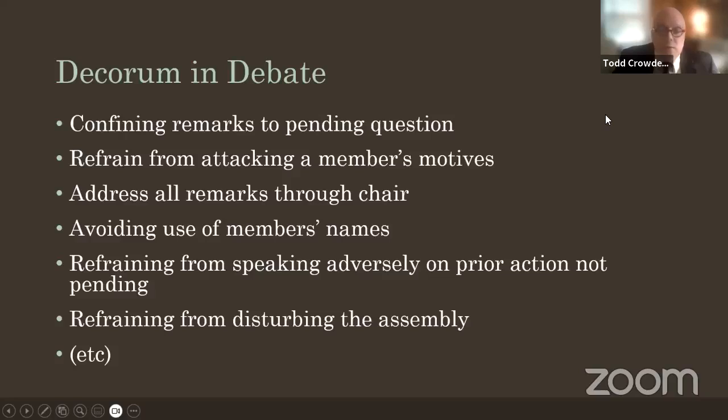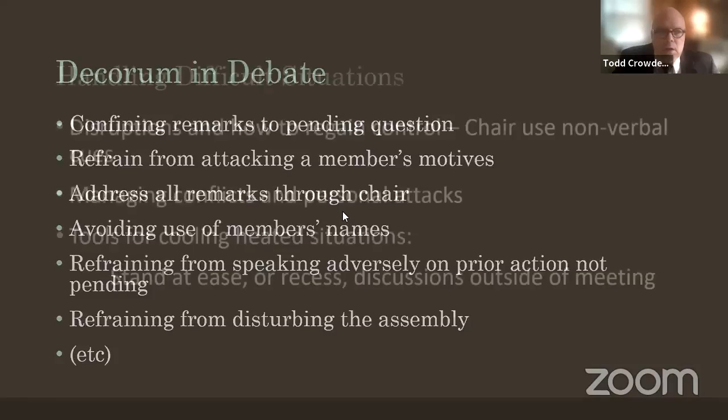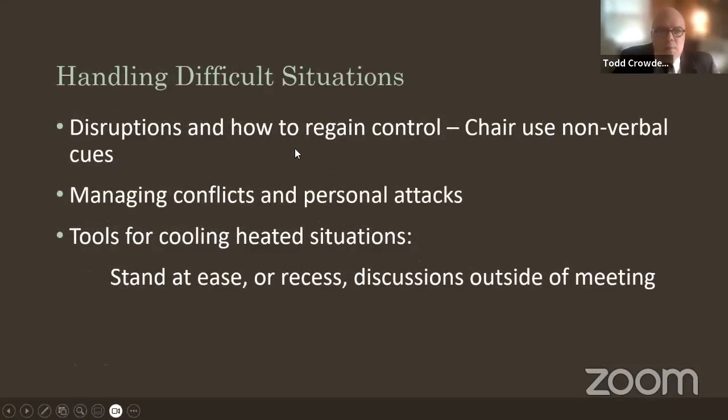And also is anything else that disturbs the assembly. So the chair gets a lot of leeway in deciding what is disturbing the assembly. It's the chair's job to protect the meeting, to protect the assembly, and allow it to conduct its business.